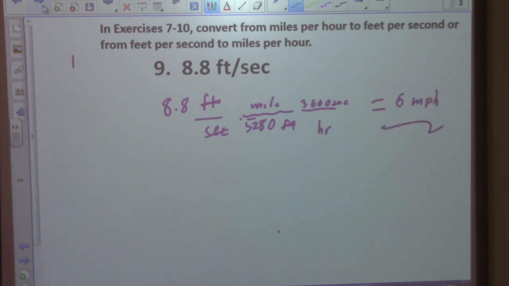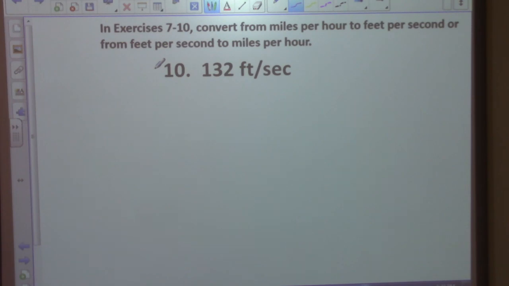Okay, and then the last one here. I want you to go ahead and do that on your own. I want you just to finish that, and you'll be able to turn it in.